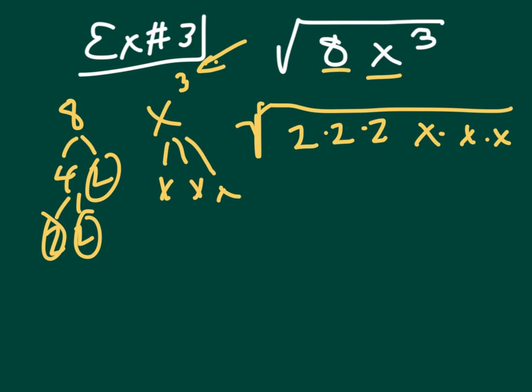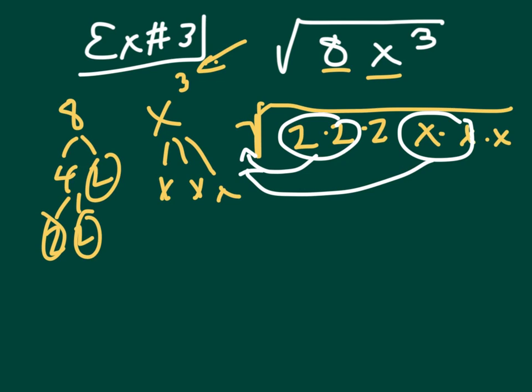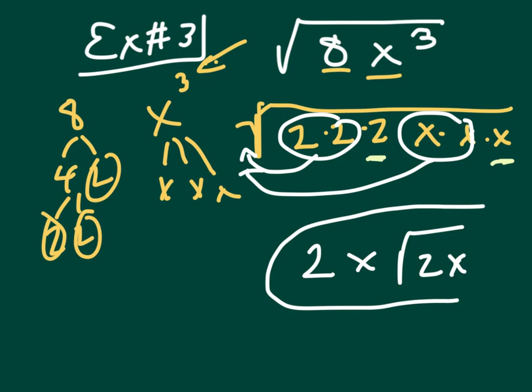It's very simple. And then you circle your pairs, yank them out of the jail or the square root, so the 2 comes out, the x comes out, and the leftovers are this lonely 2 and this lonely x, so my leftovers are just the square root of 2x. This is going to be immensely helpful as you move closer to next year's math class, Algebra 2. That's how you simplify square roots.